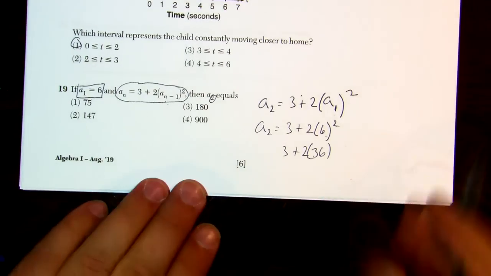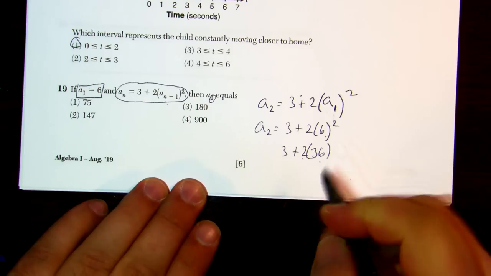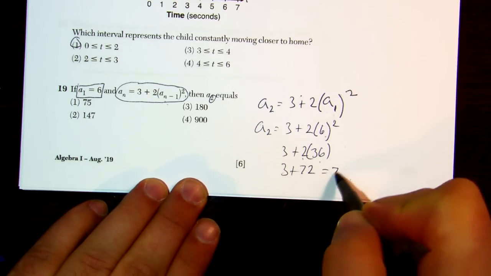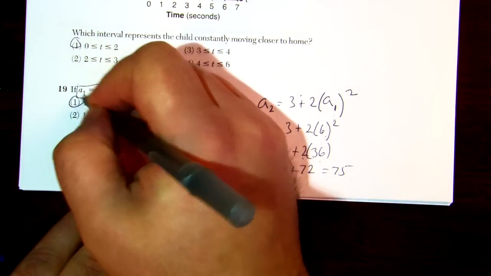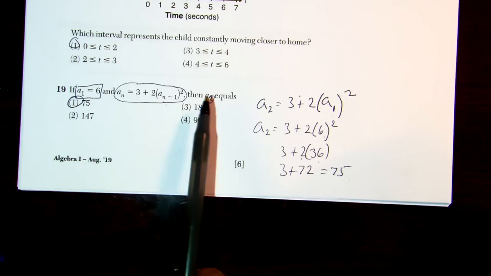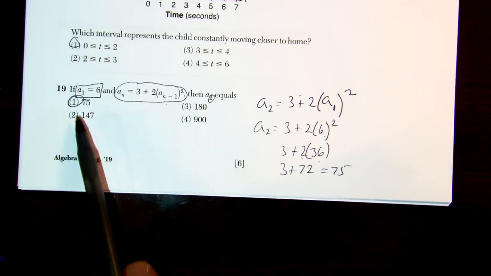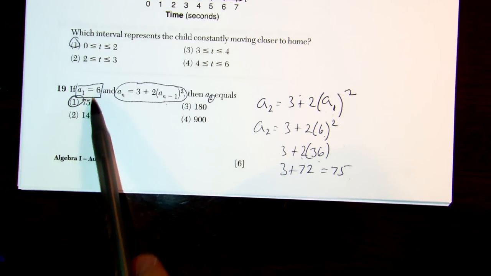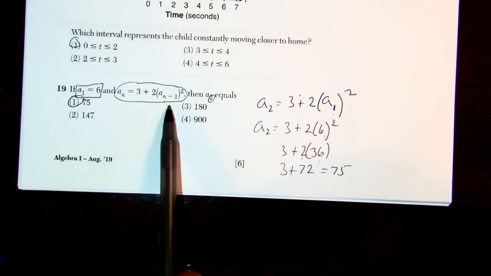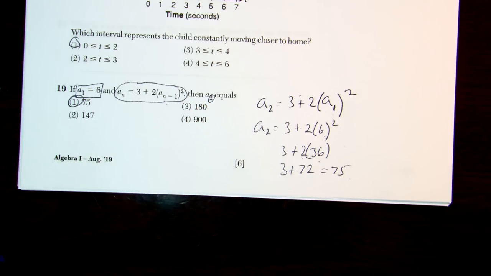Okay, moving on. 2 times 36 is 72. 3 plus 72 is 75. So our answer is choice 1. These are a little tricky because you got to realize that you do have the n value and are also given the a of 1 value. But in order to find out first, you always got to substitute the n value in. Got to find out what the equation is going to look like.